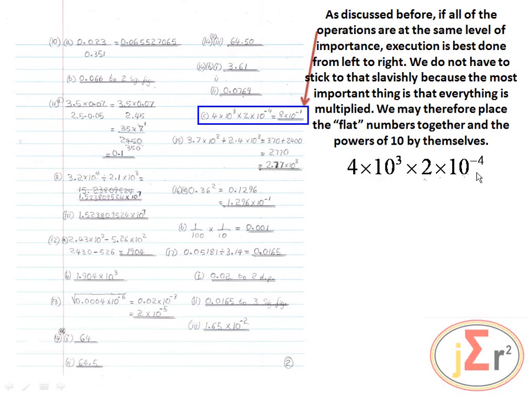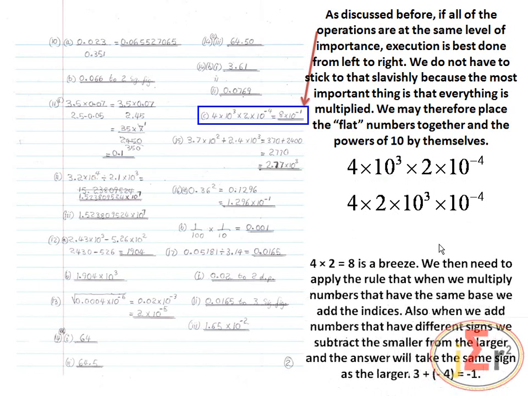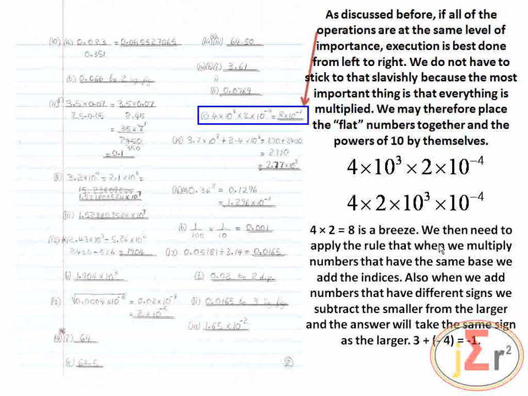Therefore, what we may do is conveniently put 4 and 2 together, multiply those two, then follow up that with the multiplication of the powers of 10. 4 2's are 8, and add the indices. 4 multiplied by 2 is equal to 8, and that is a breeze. No problem with that.